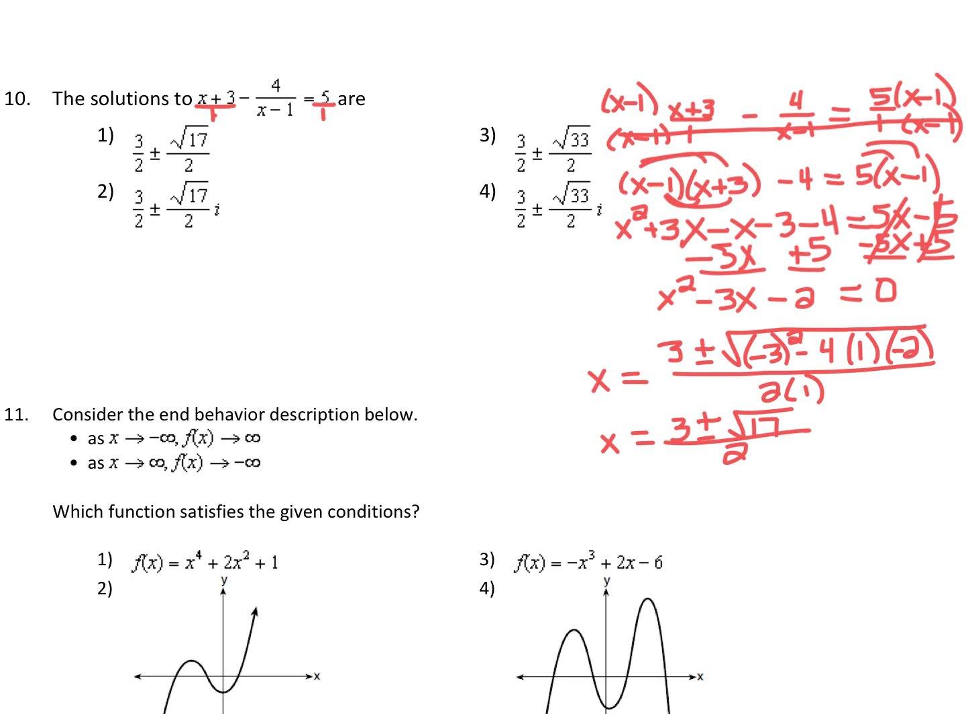Now, if I look at the answer choices, I could automatically eliminate choice 2 and choice 4, because they have i's, right? In order to have an i, we have to have a negative under the radical, which we don't. And then, look, it's got to be choice 1. There's radical 17. We don't have radical 33. So all they did was split it up into 3 over 2, plus and minus radical 17 over 2. Okay, so choice 1 is our answer.